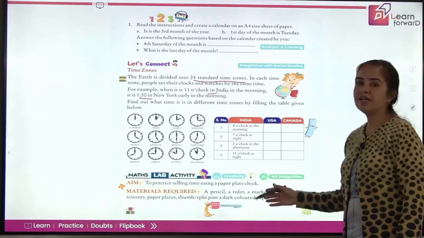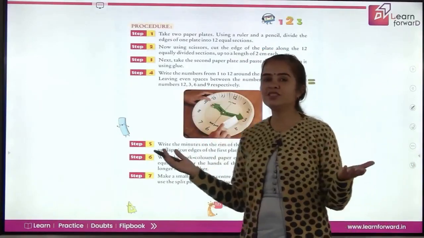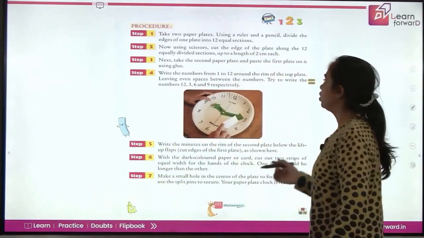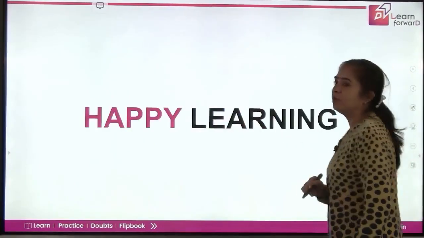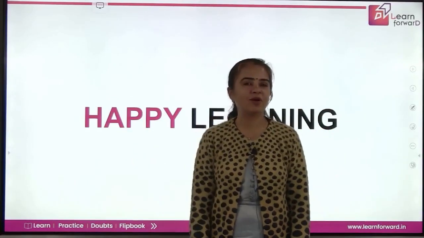Now next you have a math lab activity again to have fun with your teachers and friends here in your maths lab. Do this activity, have lots of fun, and I'm sure now you will be able to read out the time in your clocks yourselves without bothering your moms every time.